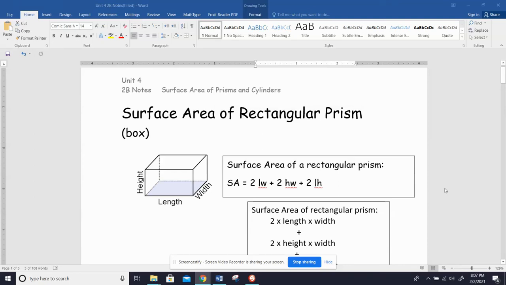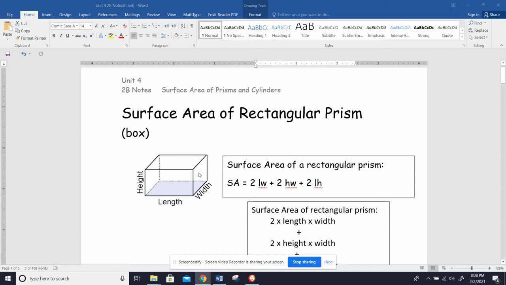We're going to do some 2B notes dealing with surface area of prisms and cylinders. This is probably a new concept to a lot of you. We're going to focus on surface area for this lesson. And surface area is just what it sounds like.